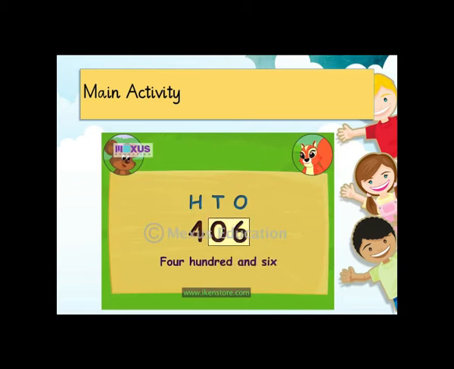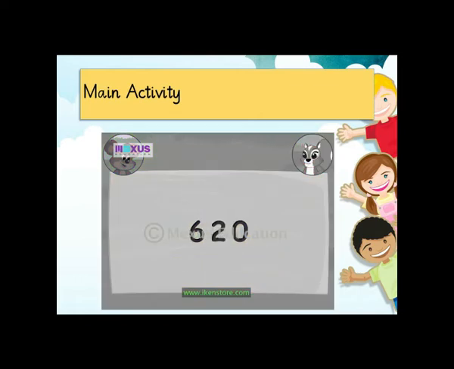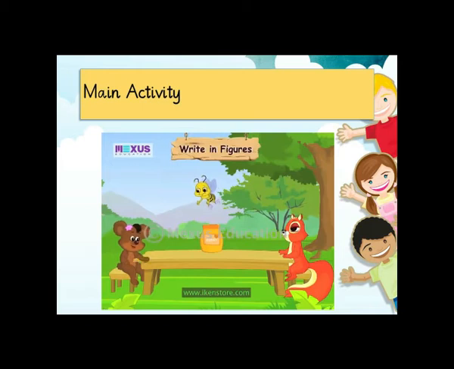Since the last two digits are read together, 0 and 6 together is only 6. Now, Amber, can you read this number? Sure. The hundreds digit is 6. Tens digit is 2. And ones digit is 0. Since the last two digits are read together, the number is read as 620. Very good, Amber. You answered correctly.